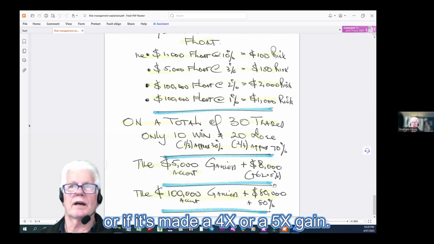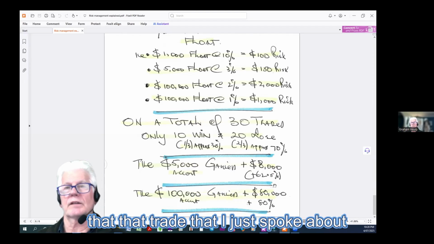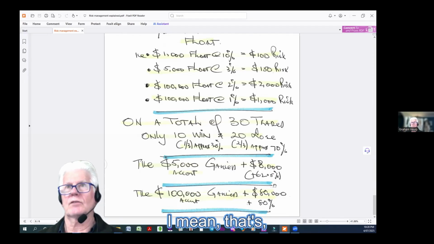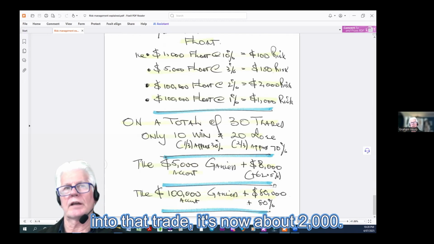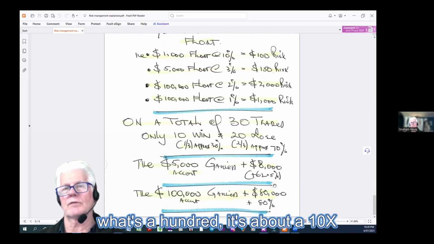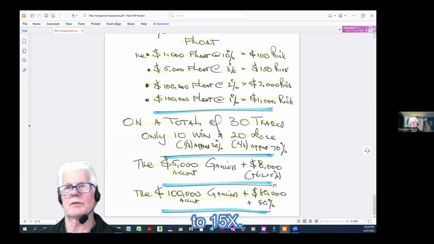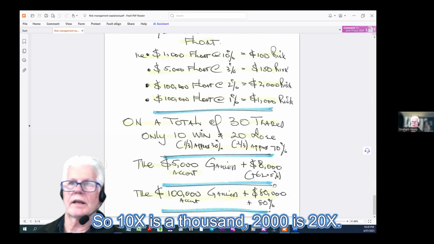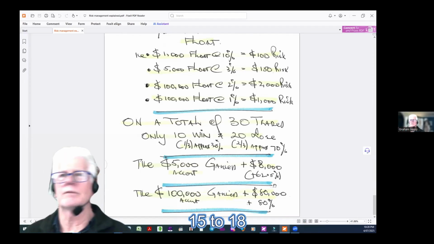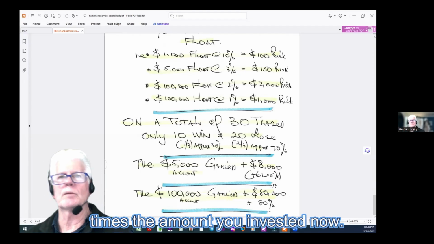Or if it's made a 4x or a 5x gain, it's like that Goldman Sachs trade that I just spoke about recently. I think it was 150 in for that trade. It's now about 2,000. So that's about a 10x to 15x. I think it's about 15 to 18 times the amount you invested.